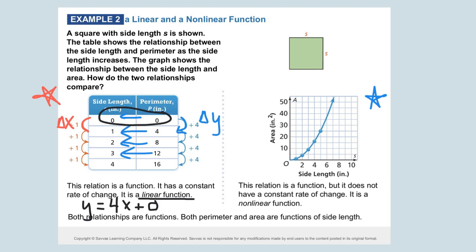All right, let's look at the next one. This relation is a function, but it doesn't have a constant rate of change. It is nonlinear, and because of that, I can't write an equation. So if I wanted to compare these, the only thing I can say is they are both functions. Every input has one and only one output. Beyond that, there's nothing else I can do because with a nonlinear function, I can't compare their slopes and I can't really compare their y-intercepts because it's not a straight line.